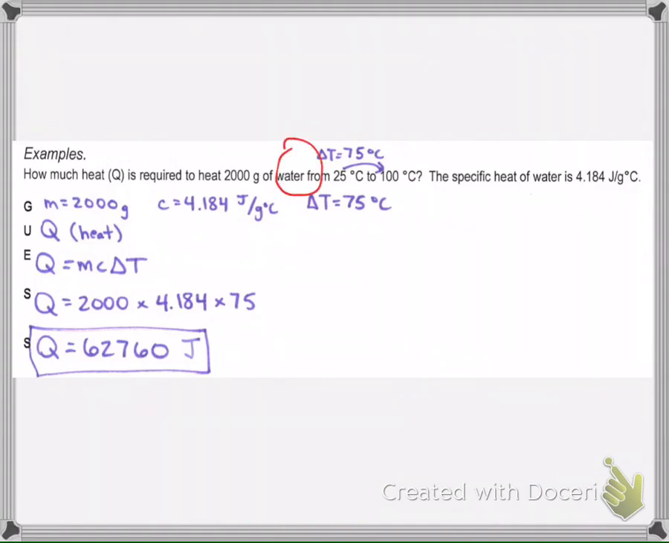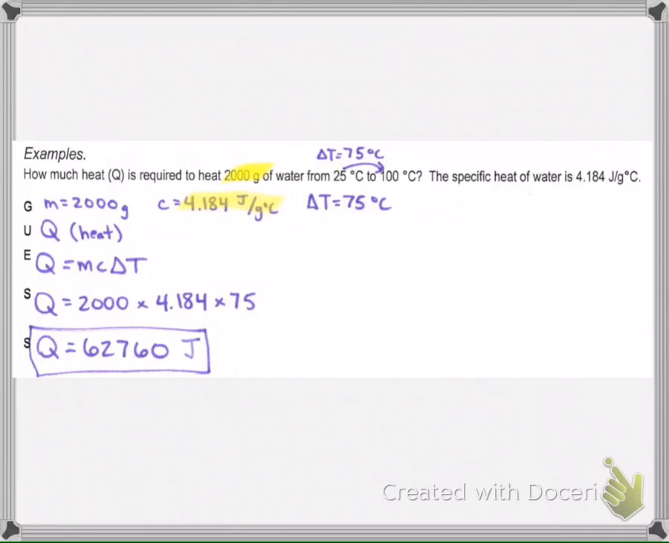Because we know our substance, we're going to look back on that specific heat table that's in your notes on page 7. Page 7 has all of these known specific heat values. I know that the specific heat for water is 4.184 joules per gram degrees Celsius. So that is my specific heat. Also, I know my mass, that was given to me. My specific heat is something we looked up.